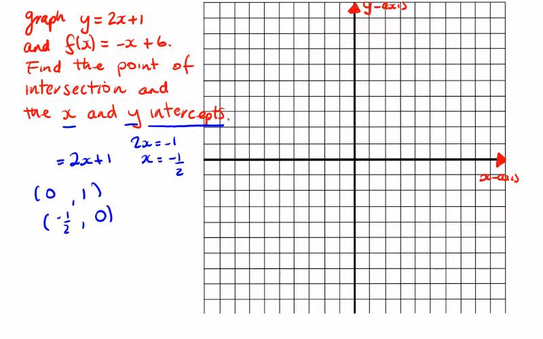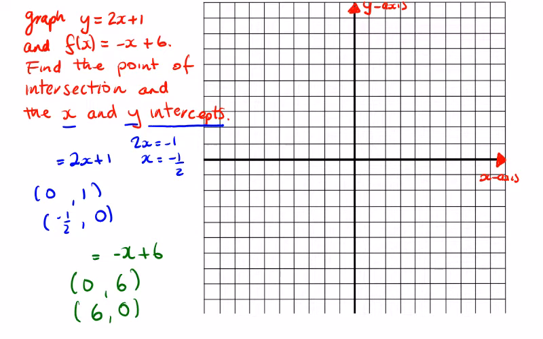So let's look at f of x is equal to minus x plus 6. So when x is 0, what's y equal to? And when y is 0, what's x equal to? Start with x. When x is equal to 0, you can see f of x is just equal to 6. And when y is equal to 0, f of x is y, that's 0. We bring x to the left to make it positive, and we get that x is equal to 6.